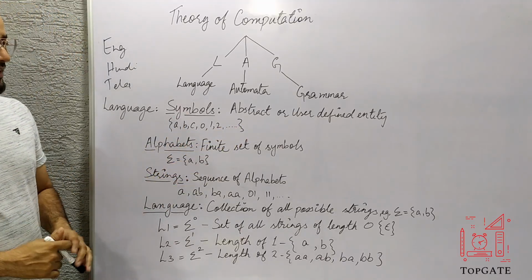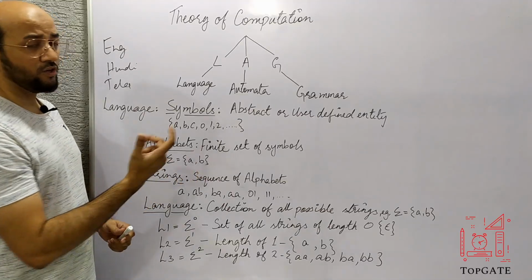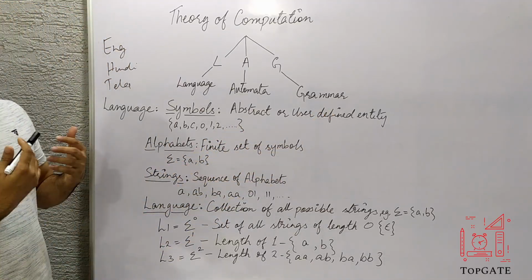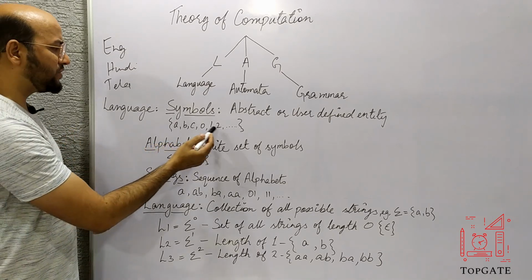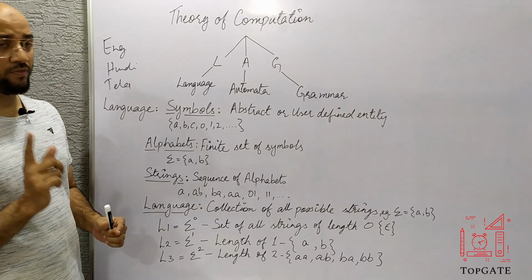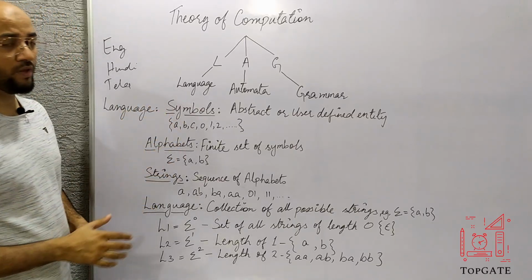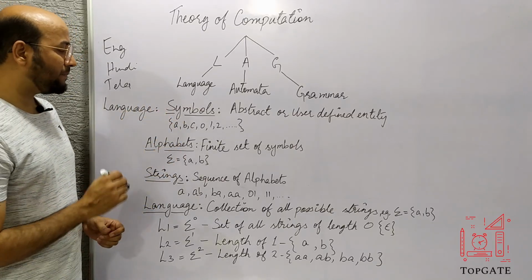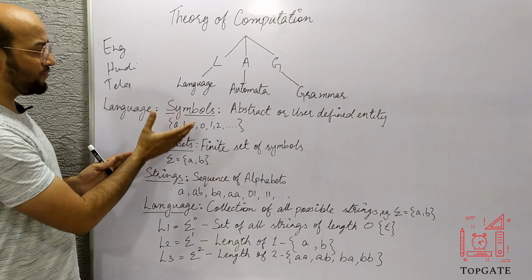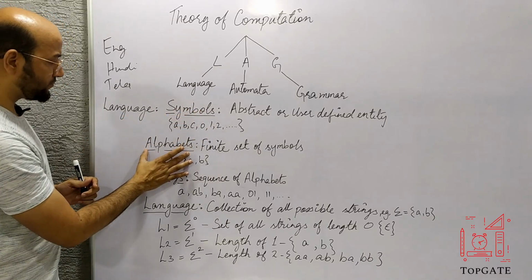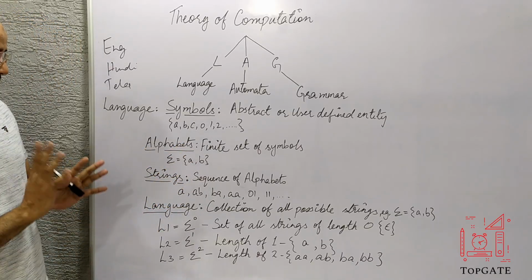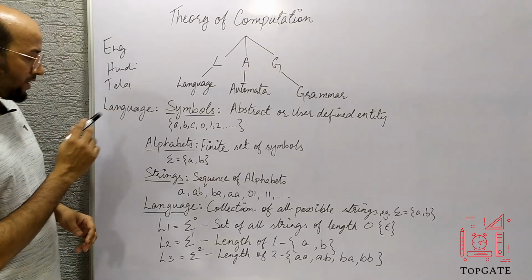Anything which is defined by a user is an abstract, user-defined entity. A user can define any entity. So A, B, C, 0, 1, 2, star, hash, anything can be taken as a symbol for a language. That is the first building block of the language. Now, we are starting with the ground floor, then the first floor, then the second floor, and finally on the top floor I'll get my language. So these are the building blocks of a language.